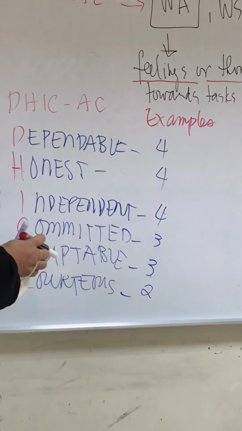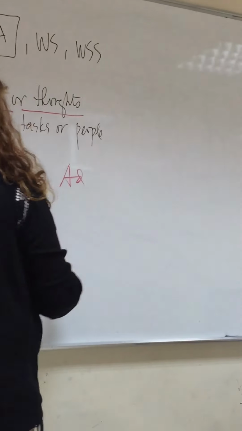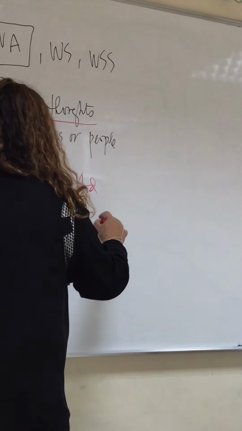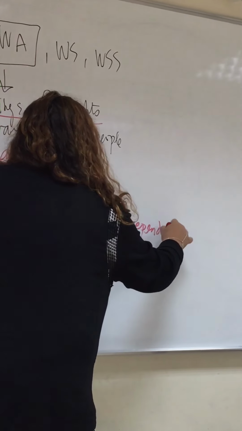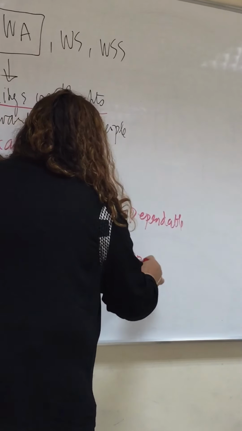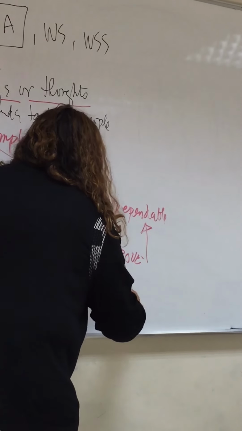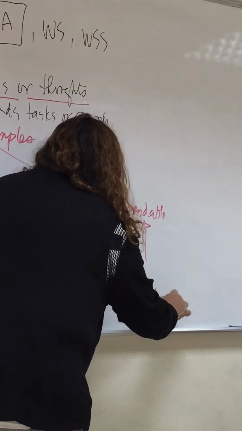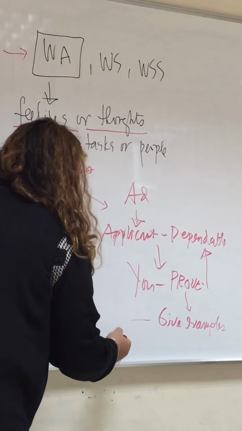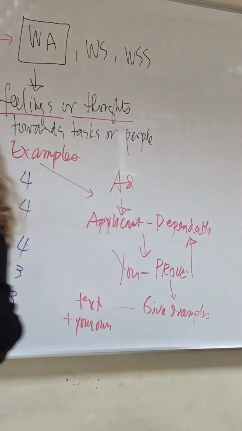Now, what is the use of these examples? The principle behind these examples is if the ad, for example, is looking for an applicant who should be dependable, this is you. You are the applicant. Now, you want to prove that you are dependable. So how do you prove that? You have to give examples. Of course, you can give your own examples, but these examples are found in the text plus your own, because of course you have your own examples on these ones.